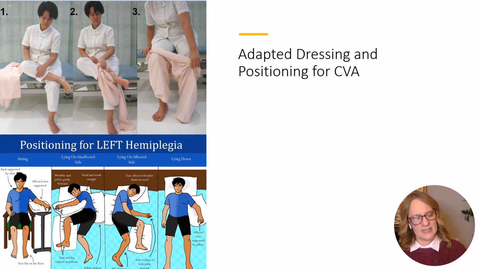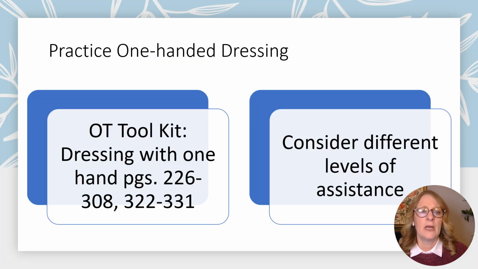There's a lot of steps in between. Go ahead and refer to your handouts. We're going to do a demonstration in lab, and then you'll have time to practice as well. Those are your OT toolkit pages. I really want you to consider different levels of assistance, but not just different levels of assistance when you're looking through those. You also want to consider different abilities.